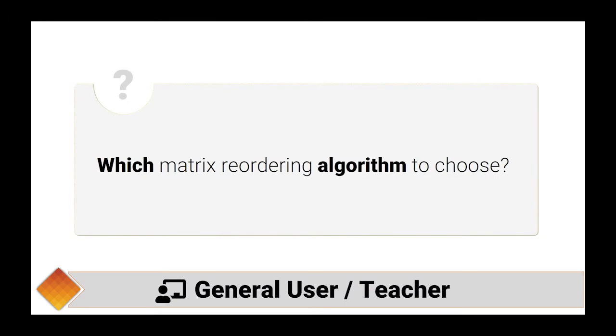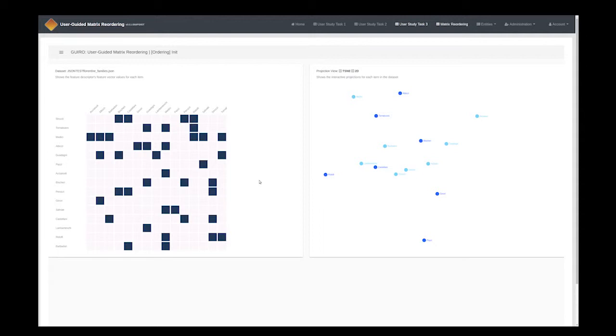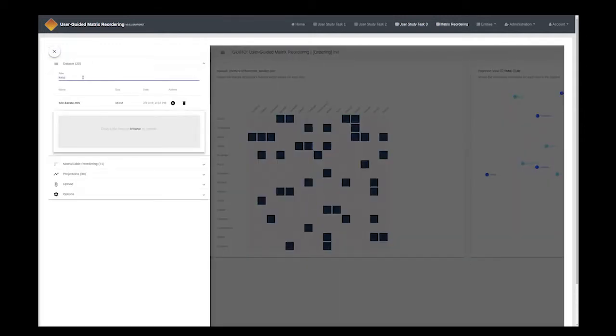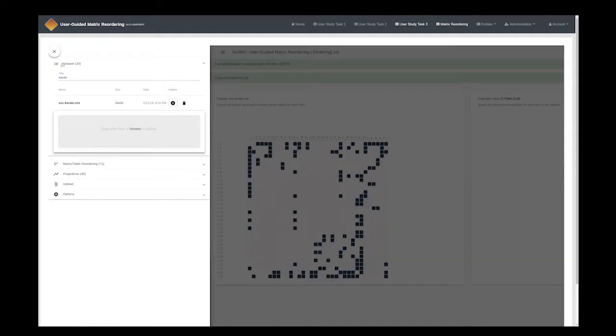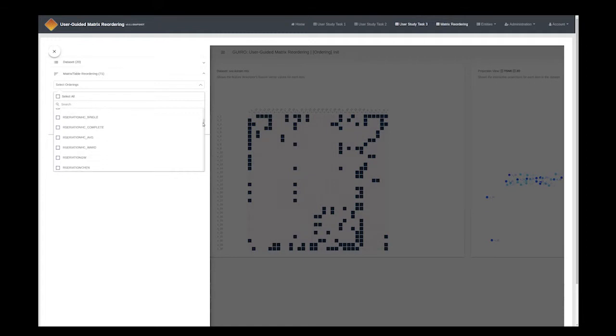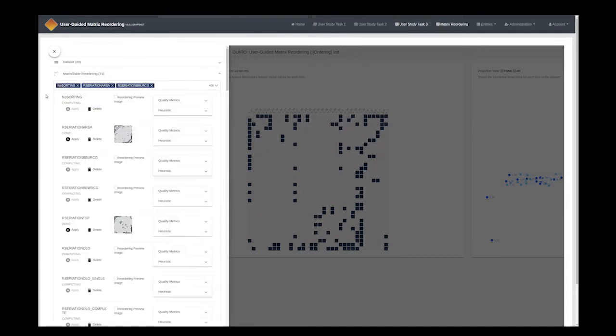Now let's see who uses matrices. We designed Guiro to help general users find the correct and most expressive matrix reordering. In other words, the one row and column layout that makes visual patterns emerge. In every information visualization lecture, we teach or learn that matrices can be reordered in many ways. With Guiro, we make this explicit.